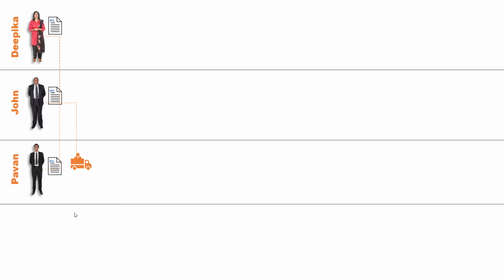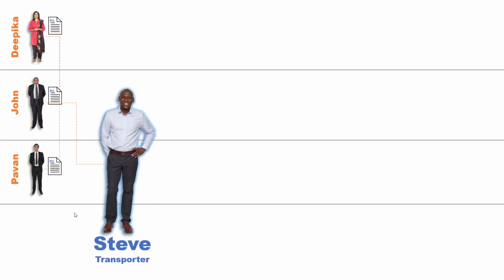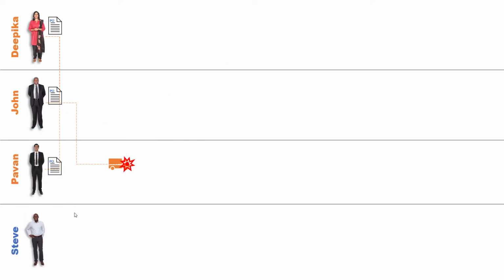Pawan then starts the shipment to ABC Limited. During the shipment, his cargo meets an accident and all the goods are damaged. In order to complete the purchase order obligation, a new transporter, Steve, is asked to deliver the goods from John's premises to ABC Limited. Steve, based on the purchase order information, collects the goods from John's premises and loads them into his cargo. He then starts the shipment from John's premises to ABC Limited.